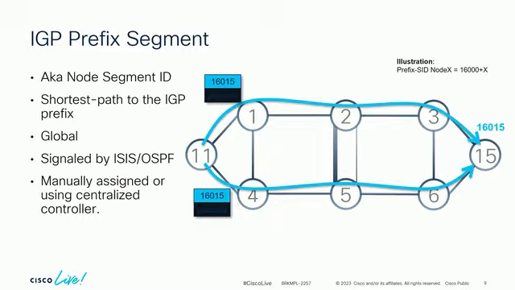Now let's take an example. Node 15 is assigned a prefix segment ID of 16015. Any of those devices will compute the shortest path based on the IGP topology to reach node 15, and the particular egress interface will be used to forward any traffic that is received with the topmost segment ID as 16015. Here, if you look at node 11, there are two different ECMP paths to reach node 15. So both the egress interfaces will be used, and any traffic with the topmost segment ID as 16015 will be load balanced between these two interfaces.